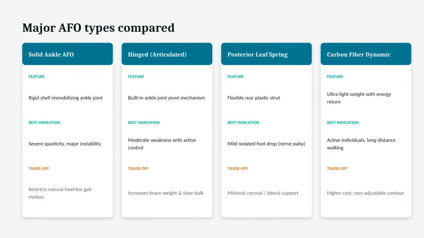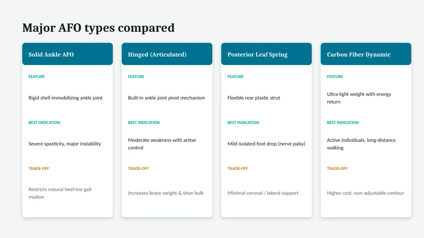Here we have a comparison of the major types of ankle foot orthoses, or AFOs. Starting with the solid ankle AFO, it features a rigid shell that completely immobilizes the ankle joint. This makes it best suited for patients with severe spasticity or major instability. However, the trade-off is that it restricts the natural heel-to-toe motion during walking.